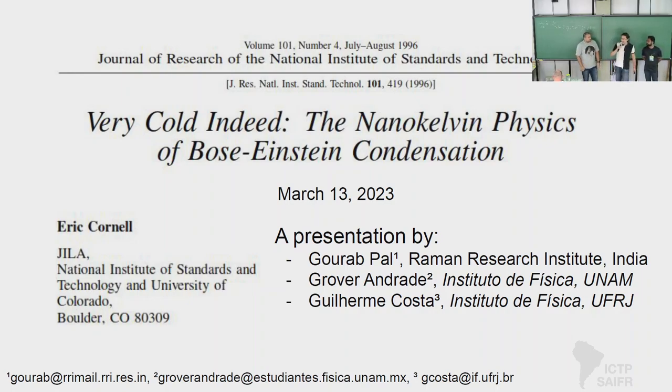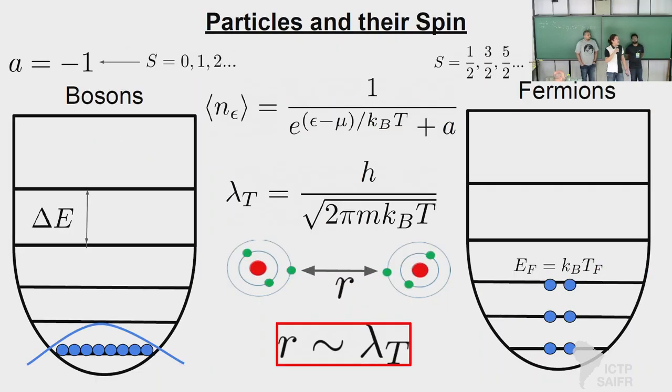Well, this article is about what a BEC is, how to make a BEC, and what we do with a BEC. So basically, we are going to start with what a BEC is. At first, if we only concern ourselves with the spin properties of the particles, we are going to have two kinds of particles, sorry, the fermions and the bosons, right?